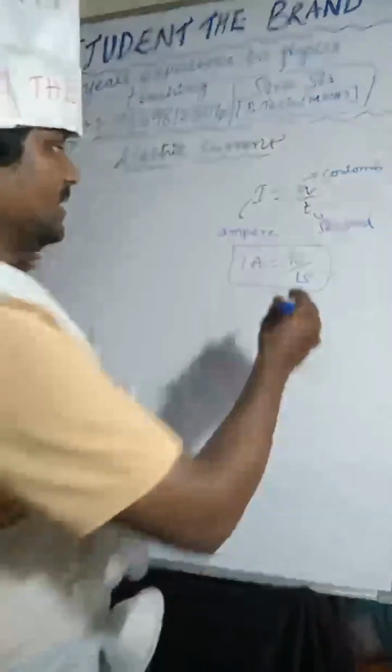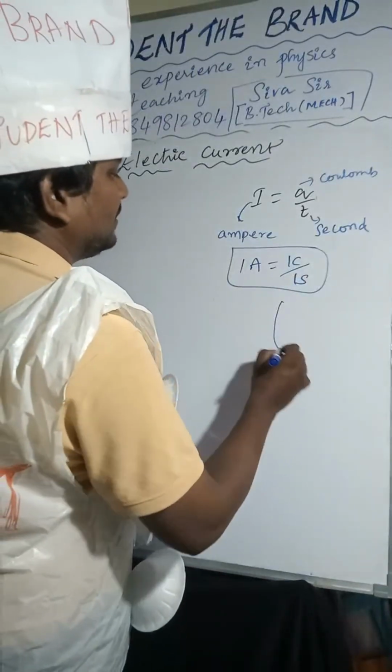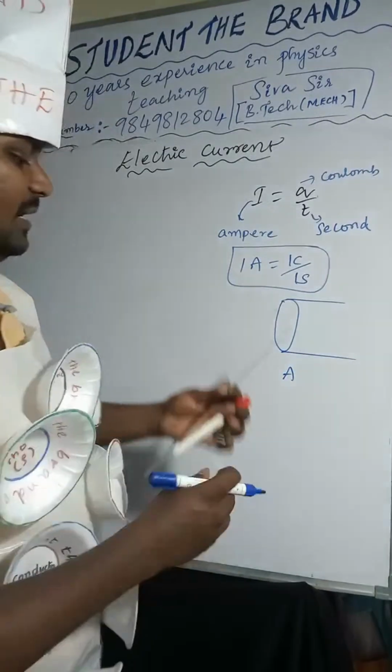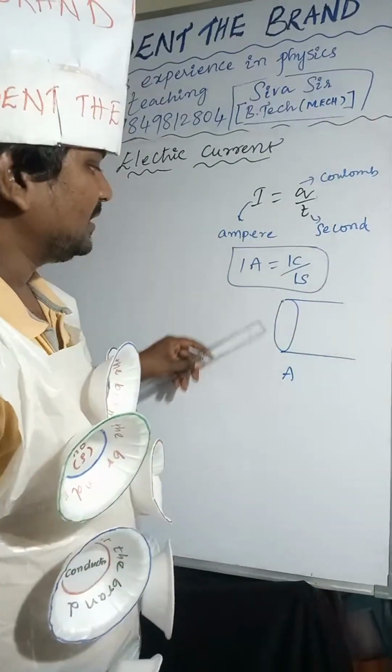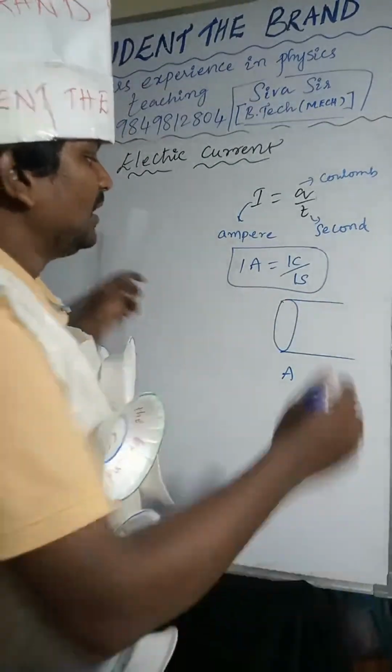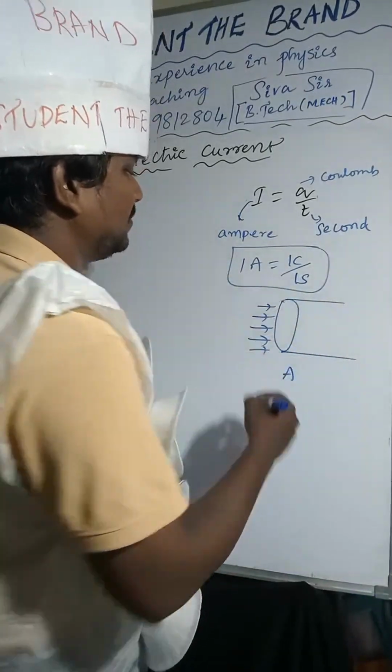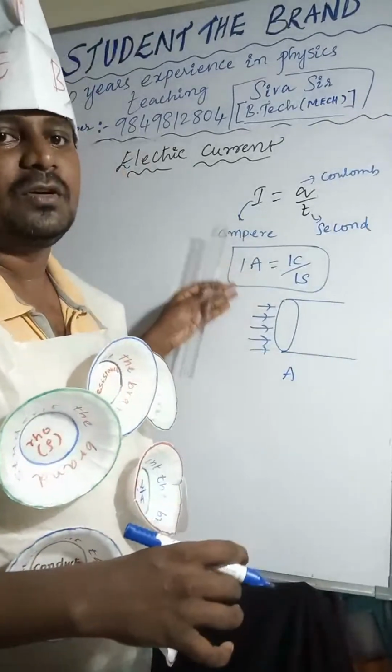If you take this cross-sectional area, when the current is passing through this cross-sectional area, electrons will be moving like this. This is the area of the cross section.